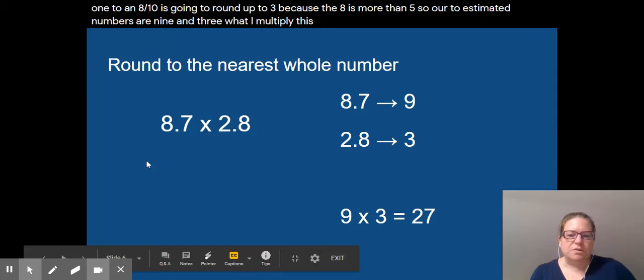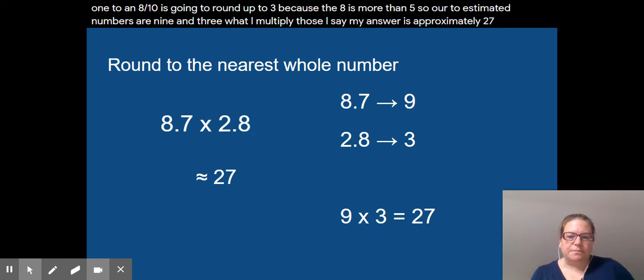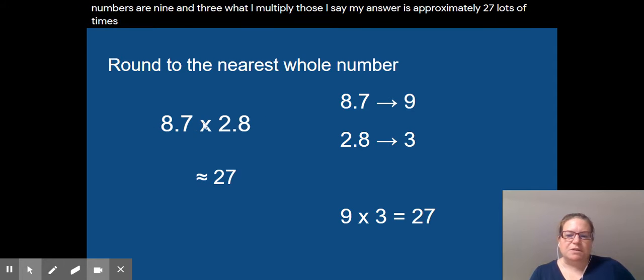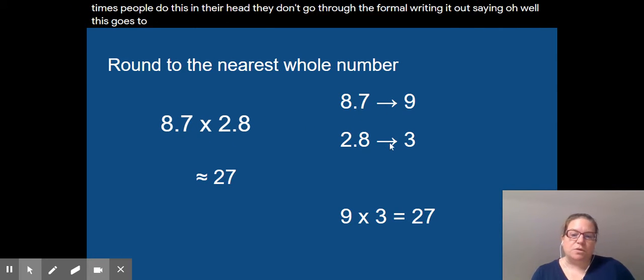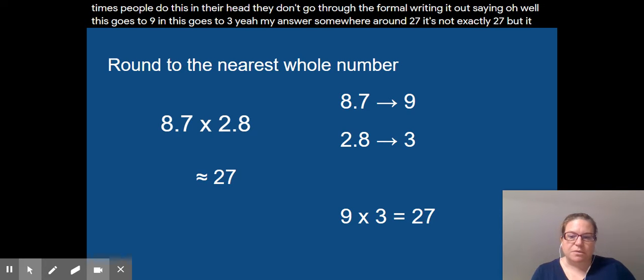When I multiply those, I say my answer is approximately 27. Lots of times people do this in their head. They don't go through the formal writing it out and saying, oh, well, this goes to 9 and this goes to 3. They just say, that's about 9, that's about 3. Yeah, my answer's somewhere around 27. It's not exactly 27, but it's pretty close.